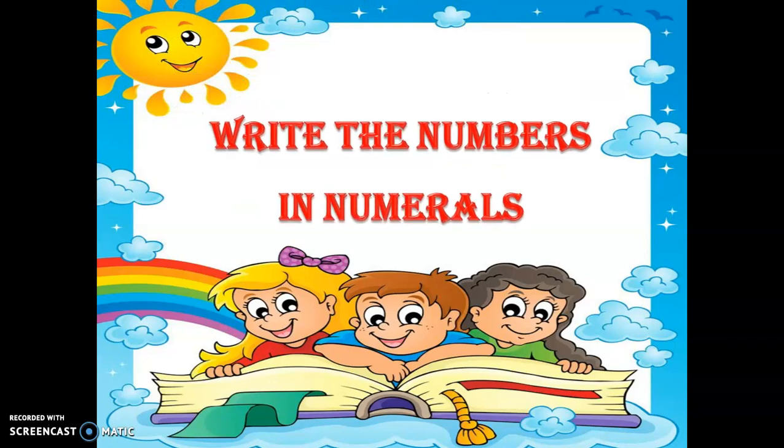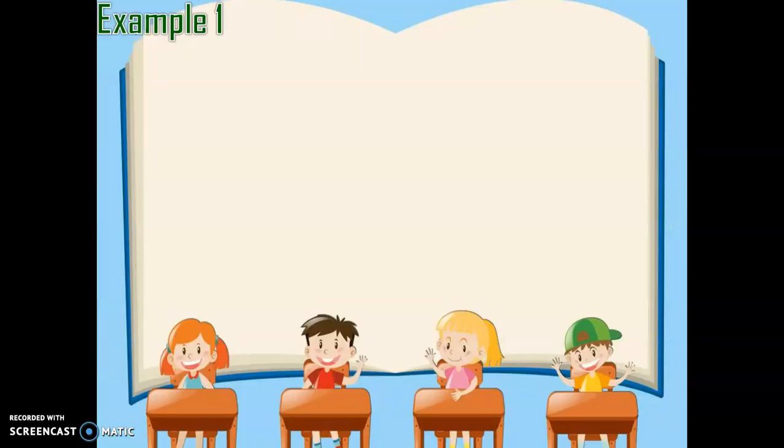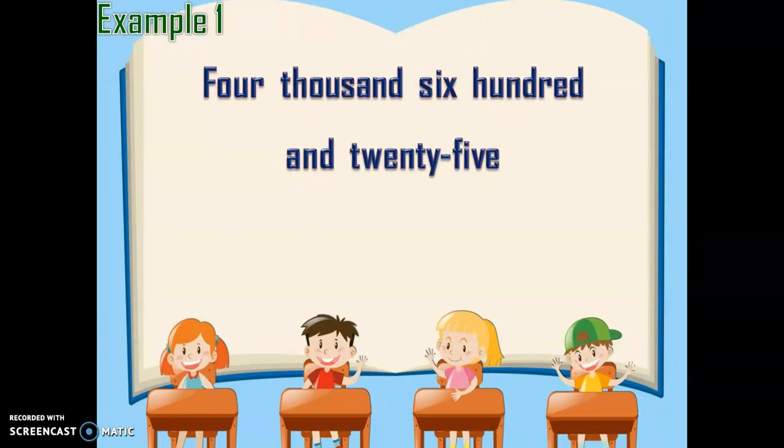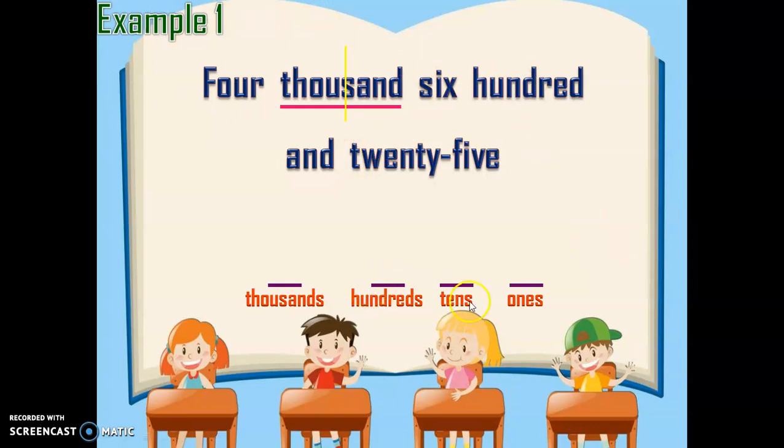Now let us see how to write the numbers in numerals. The first example is 4625. To solve this question, we must divide the partitions from thousands. Students, before the thousand we have one number, which is the thousands place value, and after the thousands we will have three digits, which are hundreds, tens and ones. Do you understand, students? Before thousand we will have one number, and after thousand we will have three numbers. It is compulsory.